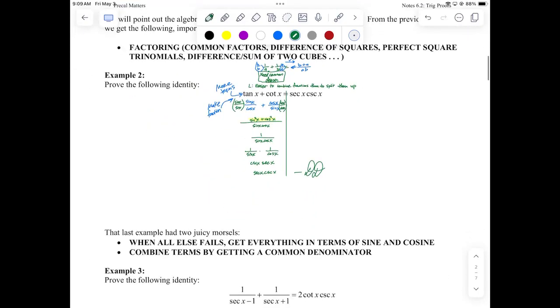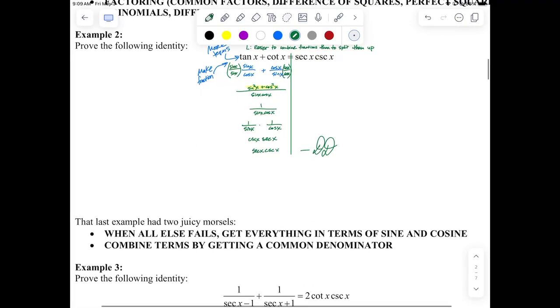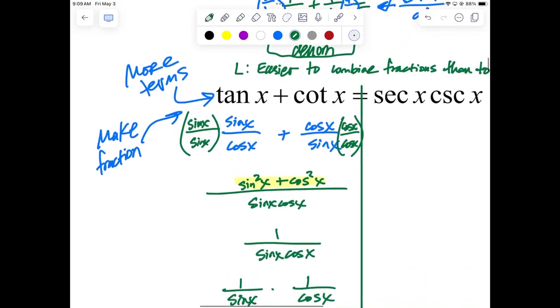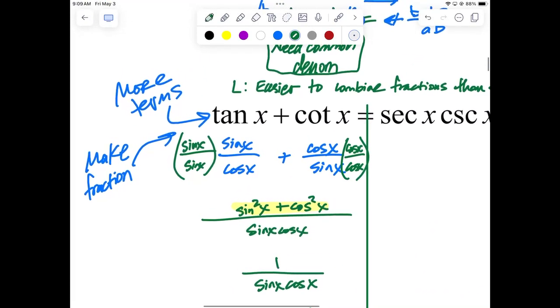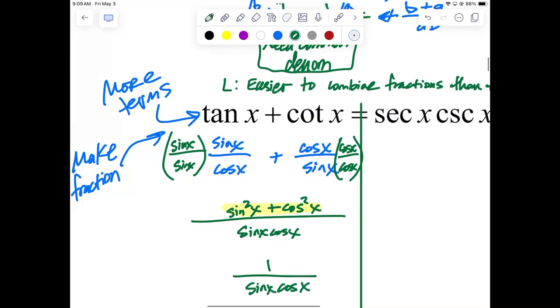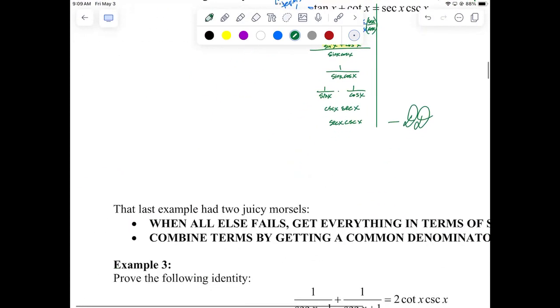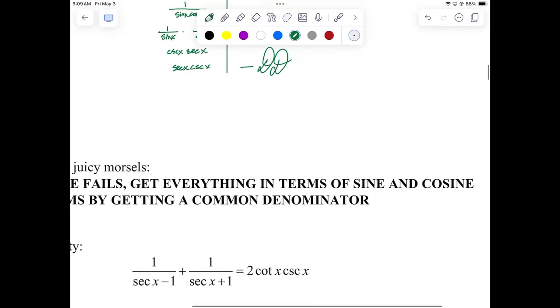All right, so let's go ahead. When all else fails, get everything in terms of sine and cosine. That's the strategy. We didn't even really think about it. Y'all didn't want to do 1 over cotangent and 1 over tangent. Y'all wanted to put everything in terms of sine and cosine right away. Guess what? That's another strategy. You can get everything in terms of sine and cosine. That strategy works at any time, right?